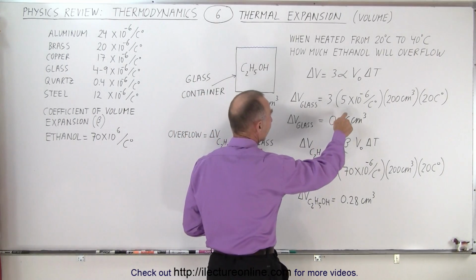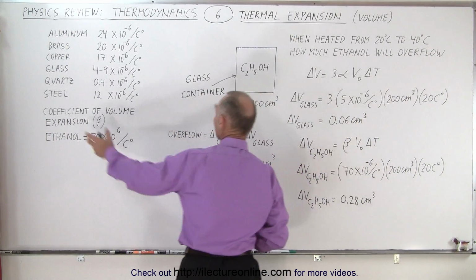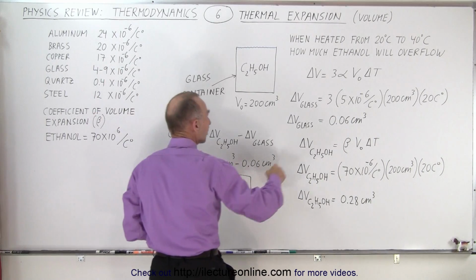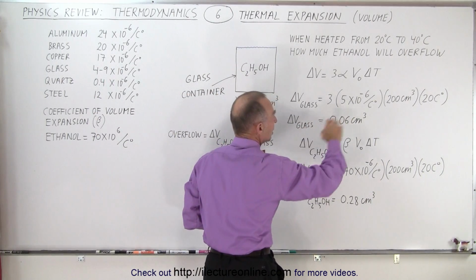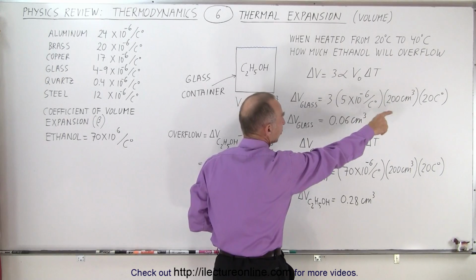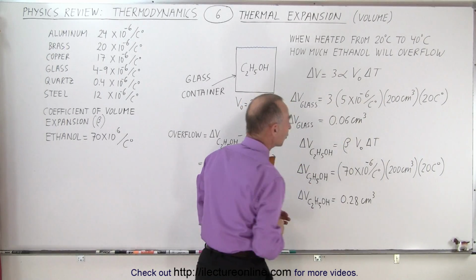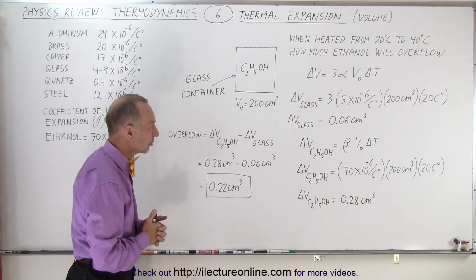And notice when we plug in the values, so notice for glass, it's a range. So let's take 5 times 10 to the minus 6 per Celsius degree times the original volume times the change in the temperature, and we get 0.06 cubic centimeters.